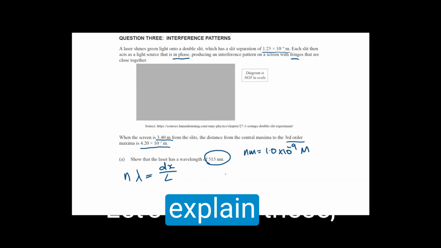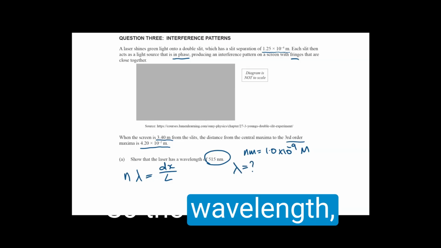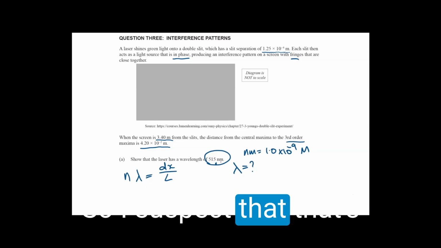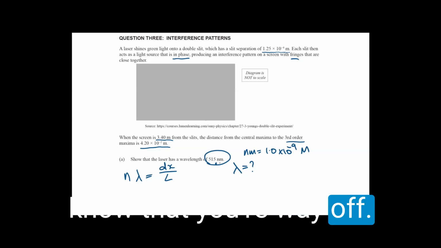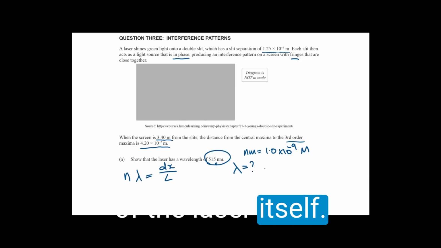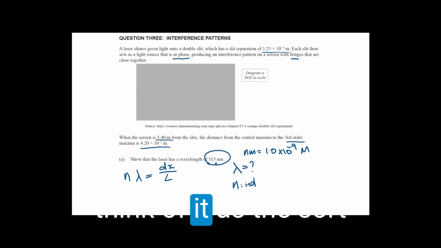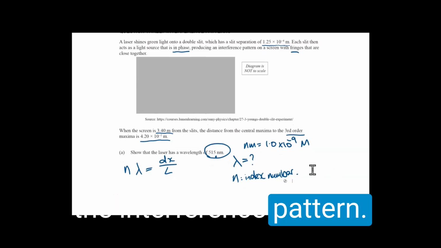Okay, let's explain these things. So, what are we looking for? We're looking for the wavelength. So the wavelength, we don't know it, and we're going to see that it's 515 nanometers. So I suspect that that's there because if you get a really crazy answer, you'll know that you're way off. So this is going to be lambda. So this is the wavelength of the laser itself. Okay, n. N is, think of it as an index number. And it's the distance from the central maxima on the interference pattern.